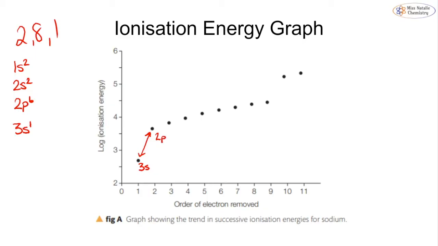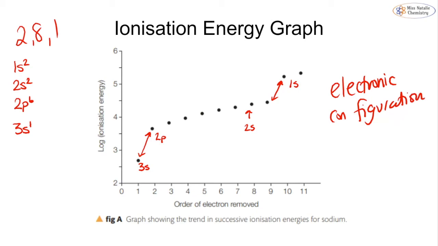We're going to remove the 2p electrons until this point, and then now we're going to be removing the 2s. But remember, these are all in the same quantum shell, so they have similar energies. But again, we get this big jump now where we're having to remove a 1s electron when I start to remove electrons 10 and 11. So we can actually use the logarithmic scale of the ionization energy to tell us the electronic configuration. Because we can see here that I have got 2 electrons, and then 8, and then 1.